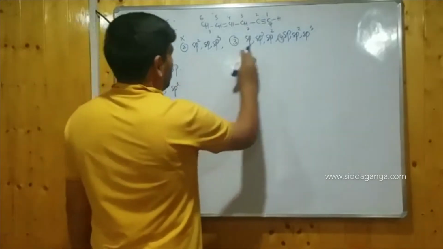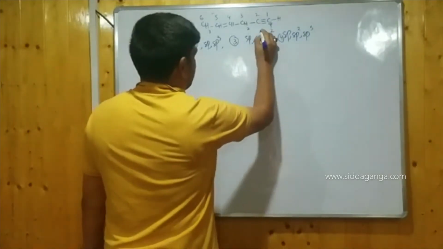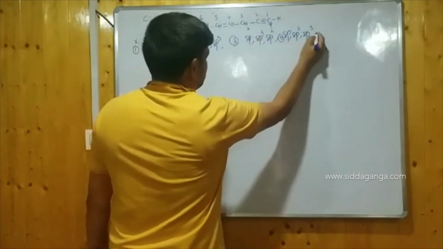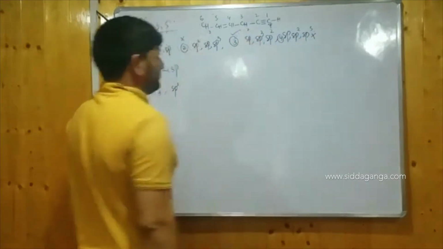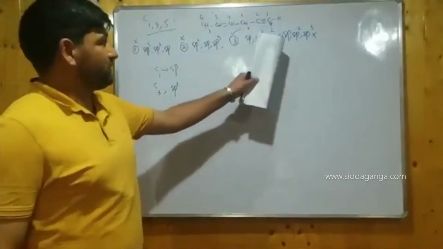So what should be the carbon number 3 hybridization? sp3. So we got sp and you got sp3 here, right? What's the option here? sp2. So this is eliminated. Correct option will be this one only. So it will be sp, sp3, sp2.